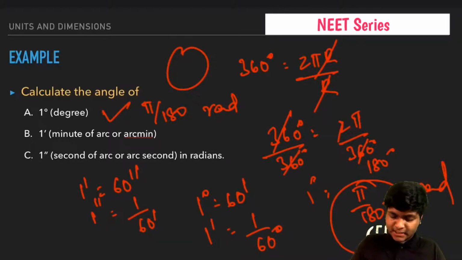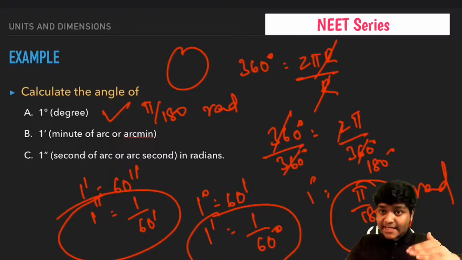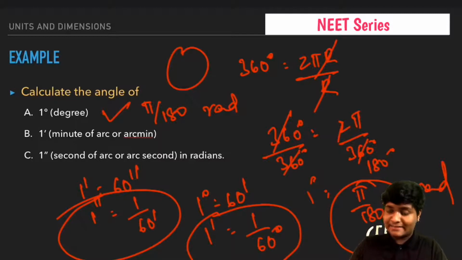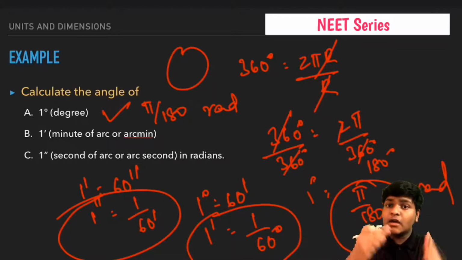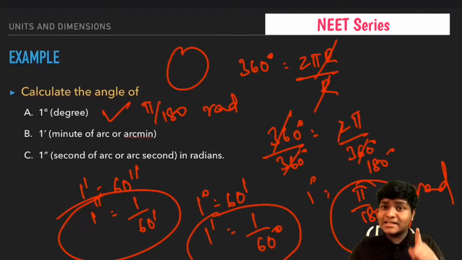For 1 minute, it's a formula, and for 1 second, the formula is 1 by 60 minutes, and you're going to convert these 60 minutes into degrees again, and you're going to calculate the radians like this. You're going to divide on each side or multiply on each side to get the final answer. So it's a task for you.